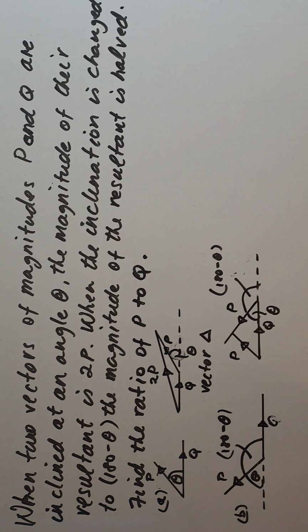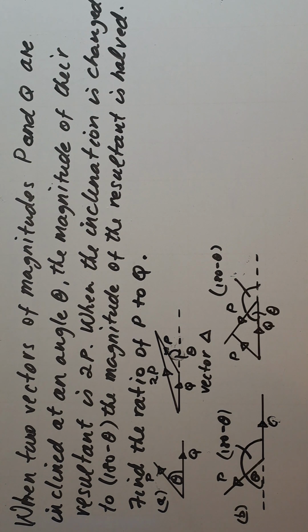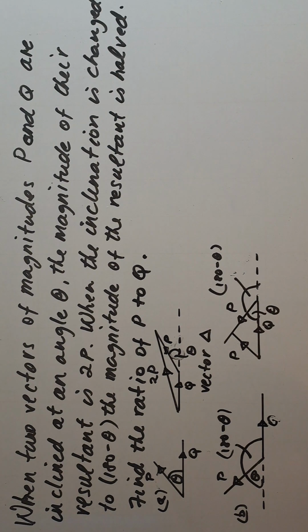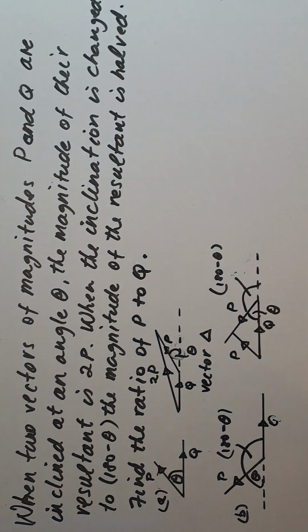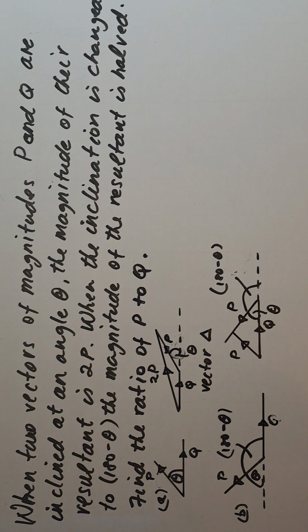When two vectors of magnitudes p and q are inclined at an angle theta, the magnitude of their resultant is 2p. When the inclination is changed to 180 minus theta, the magnitude of the resultant is halved. Find the ratio of p to q.